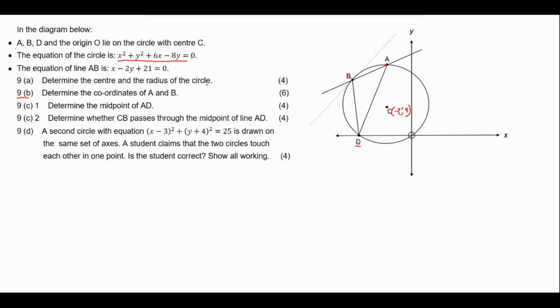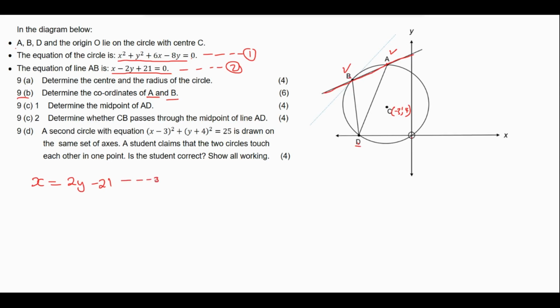Then the equation of the line AB, this is the line AB, is x minus 2y plus 21 is equal to 0. So we're asked to find the coordinates of A and B. If you check, A and B are the points of intersection of the circle and the line AB. So we can solve for A and B simultaneously using our equation of the circle and the equation of the line AB. From the equation of the line AB, we can isolate x. We can say x is equal to 2y minus 21.